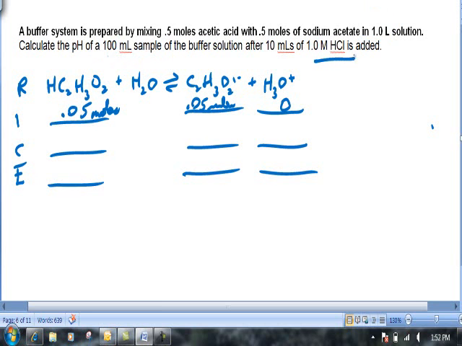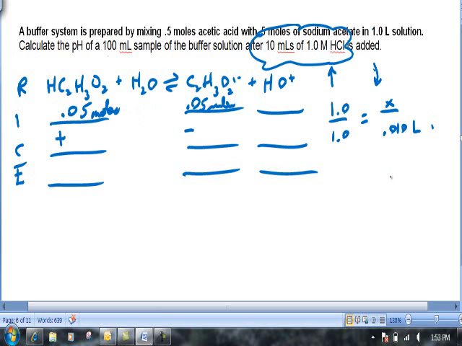Now this problem indicates we're adding hydrochloric acid, which is the same as causing the hydronium concentration to increase. What that'll do is drive the reaction to the left, so we know that the amount of acid is going to be a plus, the amount of salt in our change is going to be a minus. The size of the change is determined by the moles of HCl that we've added.